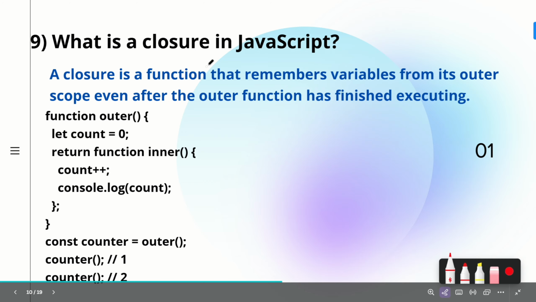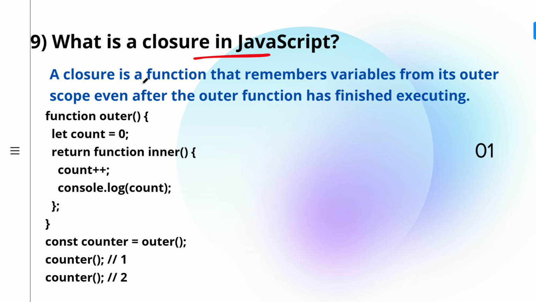Now let's see the ninth question. What is closure in JavaScript? So let's see what closure is. A closure is a function that remembers the variables from its outer scope even after the outer scope has finished executing. Now we will understand this definition by reading the code first, and then we will understand the definition.